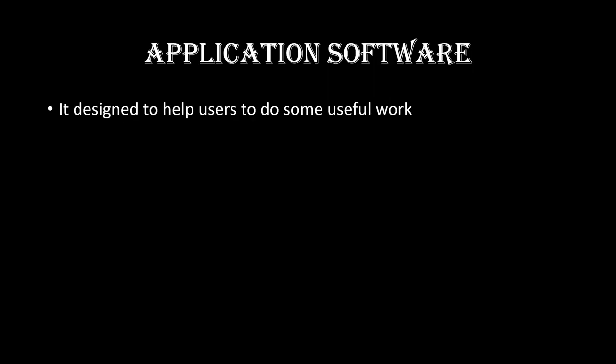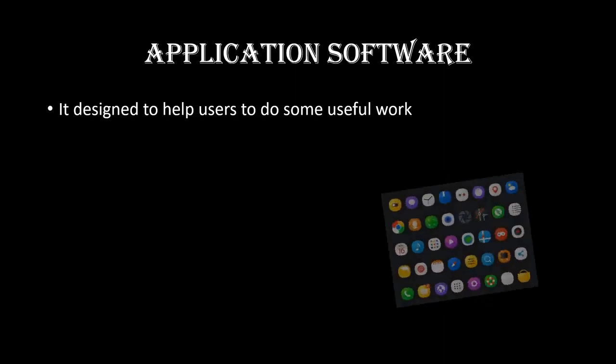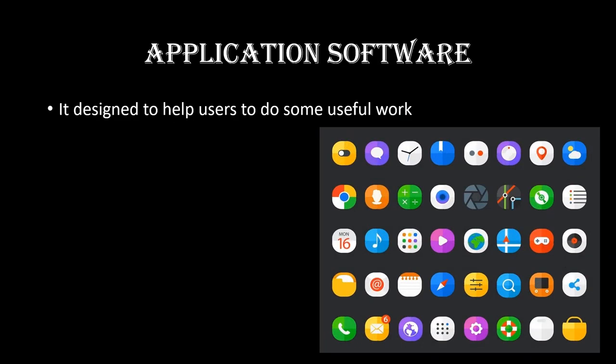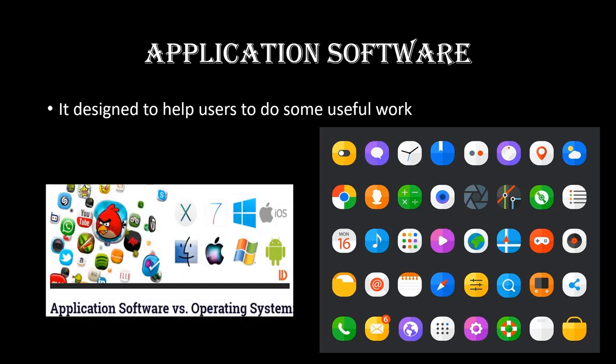Some application software is already available in the computer or mobile phone. Have you seen this application software? This software is designed to help the user do some useful work. They can be classified into two categories. See, these are the application software you may see in the mobile phone or the laptop.